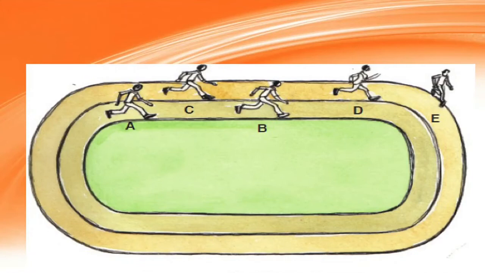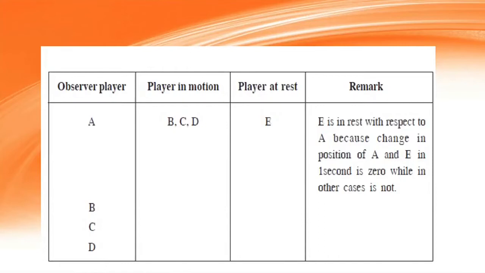Consider another example. There are 5 players participating in a 200-meter race event. They are running in their lanes as shown in the given figure. The players A, B, C, D, E run 2, 3, 4, 3 and 2 meters respectively in 1 second. Can you help the players understand which player is in motion with respect to which player, and which player is at rest with respect to which player? We write our responses in the table below.